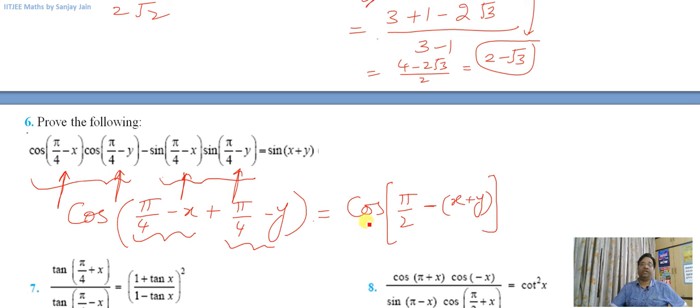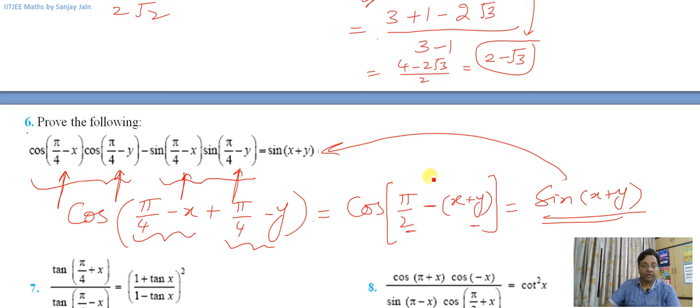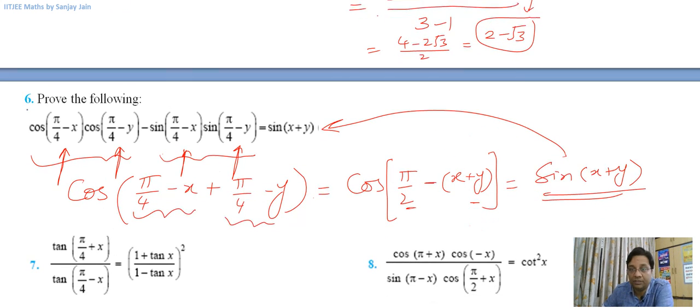Okay, so this is my left hand side, which is nothing but cos of pi by 2 minus theta. So it is equal to sine of theta, which is my right hand side. Okay, let us do the rest of the questions in the next lecture.